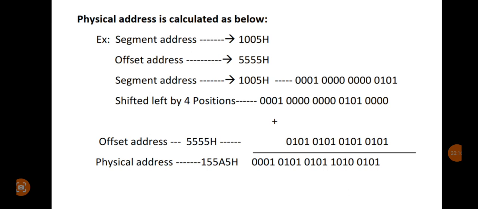Here, the segment address is finally converted into binary, and at the end of the binary you should add 0, and add it with the offset address, and finally you can calculate the physical address.